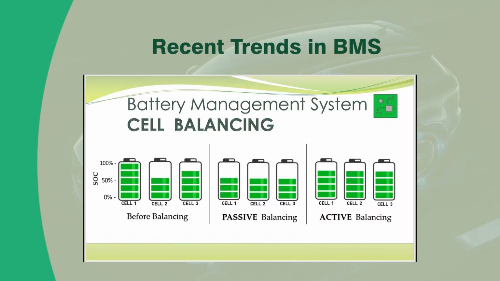If you have a better active cell balancing in your system, then definitely you can increase the overall mileage, or the overall range of your vehicle, because you are optimizing the battery pack. So there are lots of opportunities to design active cell balancing, and you can have a good research gap in active cell balancing.